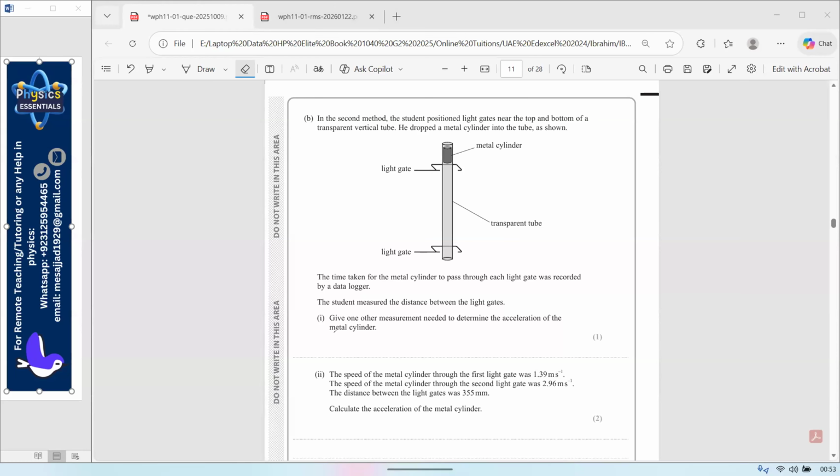As I have mentioned in the previous part of this question, the calculation of time from here to here will be done by the data logger, or whatever he applied by the gates. But this distance, you must put in this formula and get g. So you'll just say the length of the cylinder, or you can say the distance between the two gates.